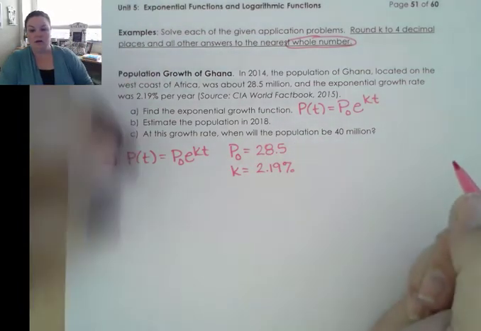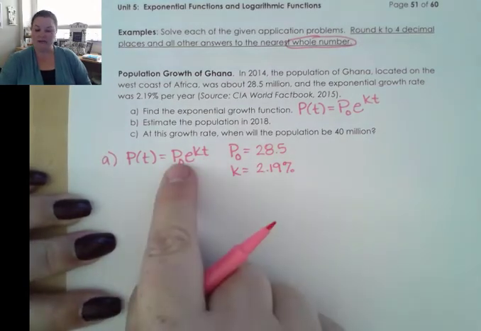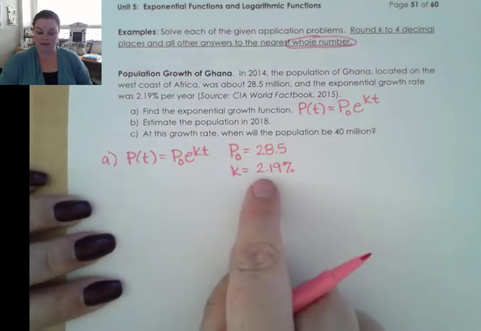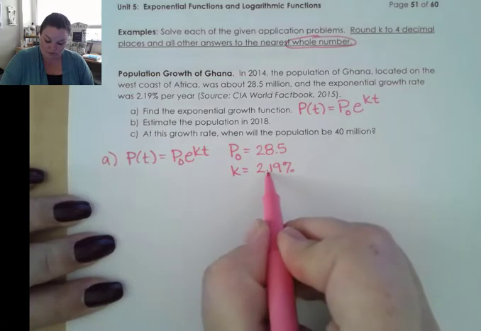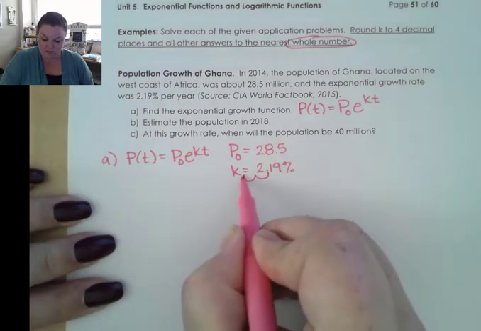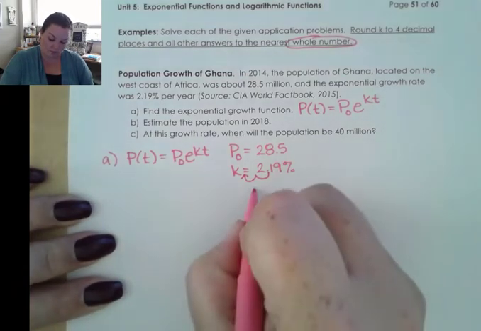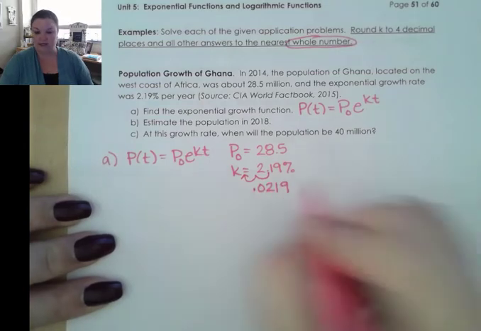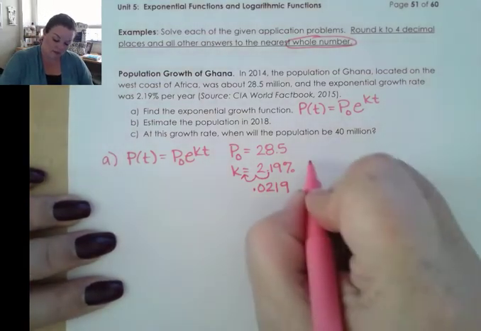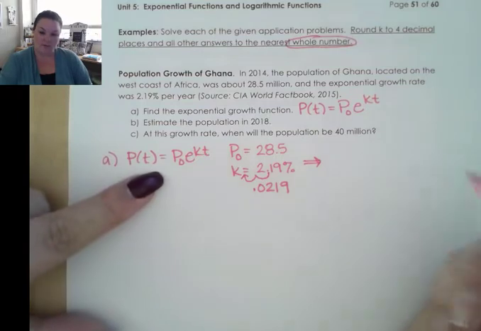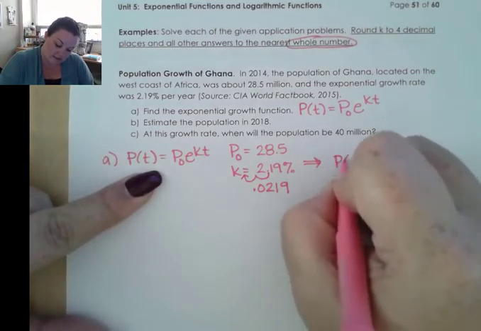2.19%. Now, when we take our percentage and write it in our function, we want to make sure we write this as a decimal. So remember, to move it to a decimal, we would go back 2 places. So this would be 0.0219 as a decimal.